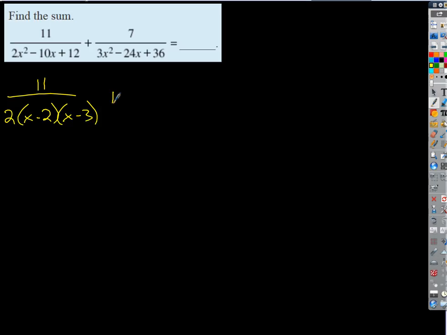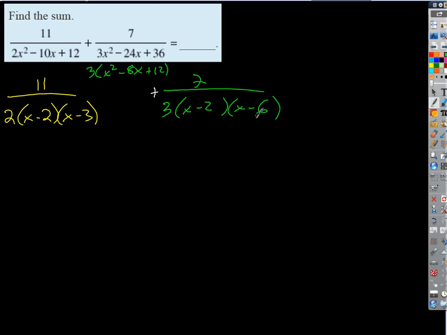Plus, over here, we've got 7 over, we take a 3 out. Then our coefficients are 1, negative 8, and 12. So we get 3 times x squared minus 8x plus 12. So what's that? Negative 2, negative 6.